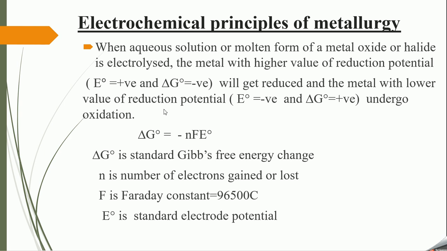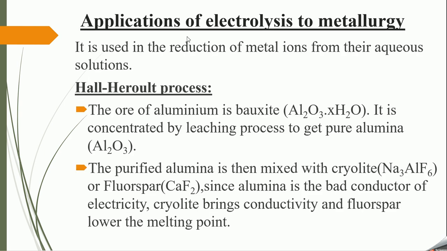are used. Now let's see the applications of electrolysis to metallurgy, that is, reduction of metal ions from their aqueous solution. Here we have two examples. One is the Hall-Héroult process. Another one is extraction of copper from low-grade copper. So first you are going to study the Hall-Héroult process. This process is very important for 3 marks.